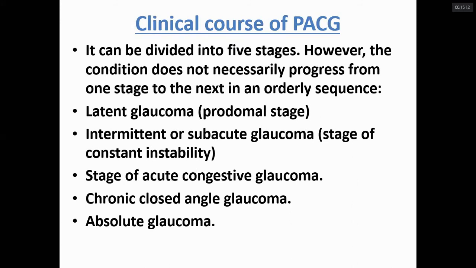What is the clinical course of PACG? This is very important, and you will be asked questions both in theory and practical. Previous studies have said that it is divided into 5 stages. However, the condition does not necessarily progress from one stage to the next in an orderly sequence. Some patients have latent glaucoma, that is the prodromal stage, some have intermittent or subacute glaucoma, some the stage of acute congestive glaucoma, and chronic closed angle glaucoma or absolute glaucoma.